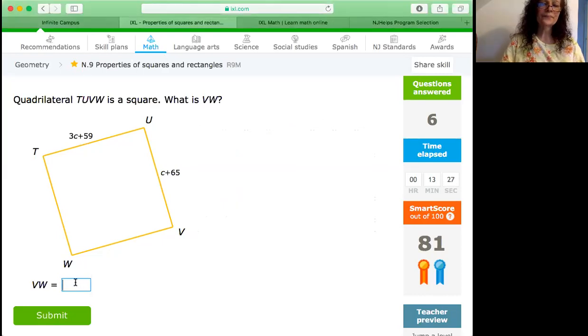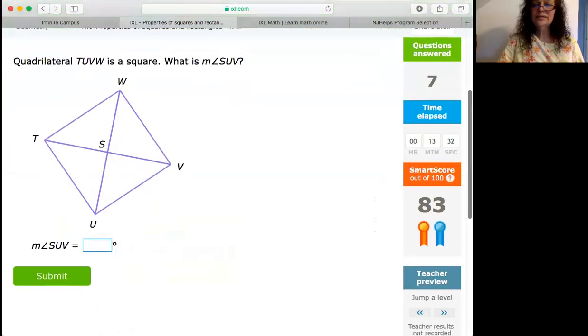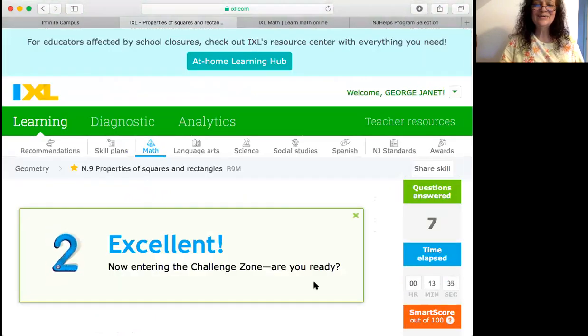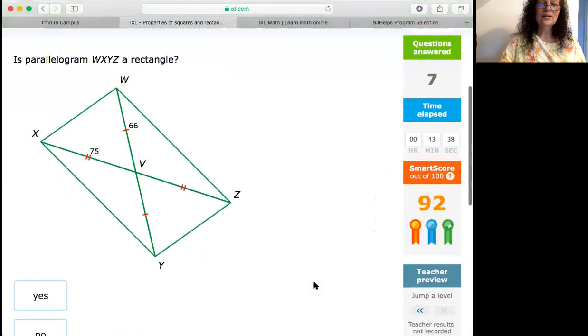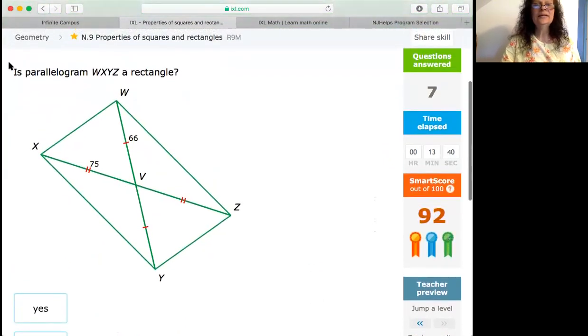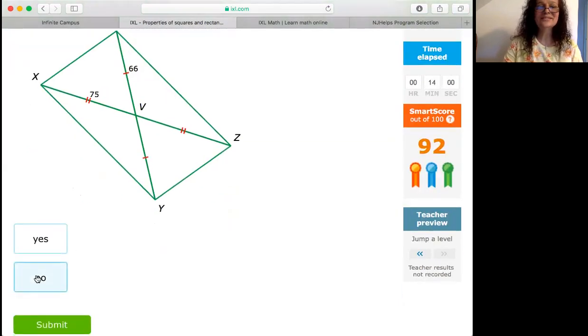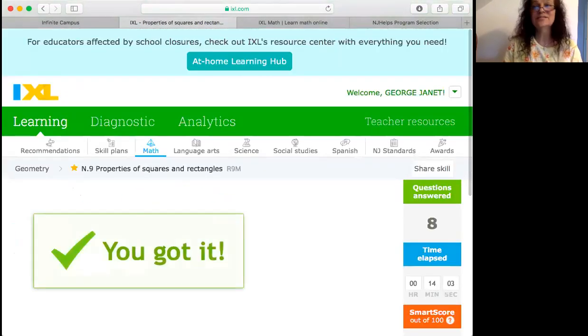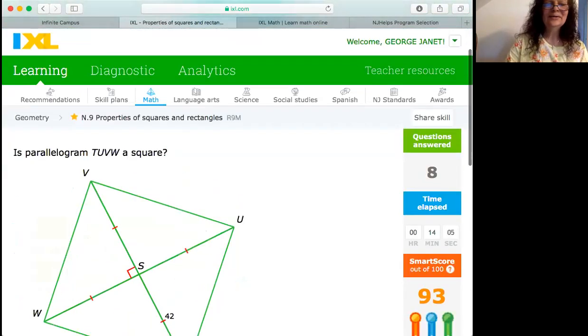All right, let's jump to the next level. One more. Okay. Here comes a question. Is this parallelogram a rectangle? How do you know it is or it's not? Remember, a rectangle, diagonals bisect each other and they are congruent. So if you see one tally with 66 and 2 tallies with 75, that means they are not, that means the answer has to be no. It's not a rectangle. It's a quadrilateral, but it's not. Okay.